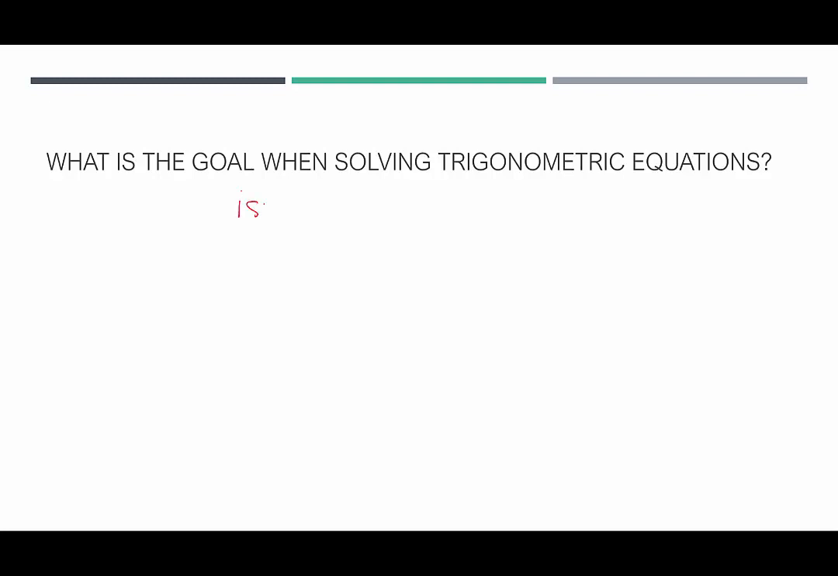So our goal is to isolate the trigonometric function. A little bit different. And the reason we don't want to actually get x by itself is because that would be using inverse trig, and that actually doesn't apply when we're solving these types of trigonometric equations. Yikes, right?